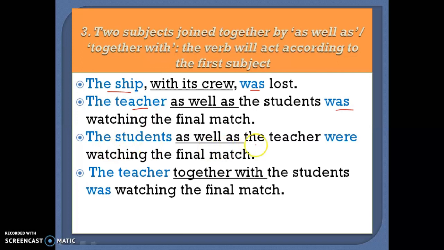The students as well as the teacher were watching the final match. Here, we have used plural verb, were, and this plural verb has been used according to our first subject, that is the students. Next sentence, the teacher together with the students was watching the final match. Now, this particular verb has been used according to our first subject.